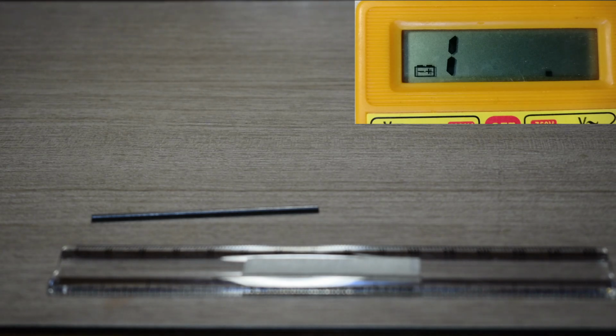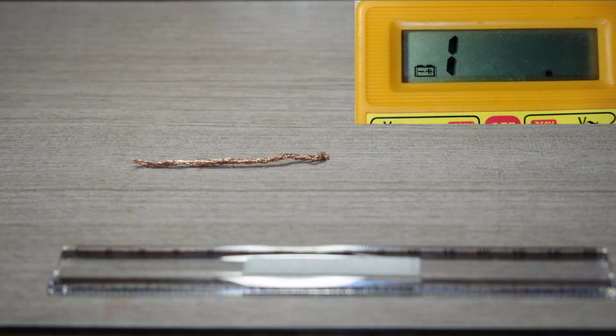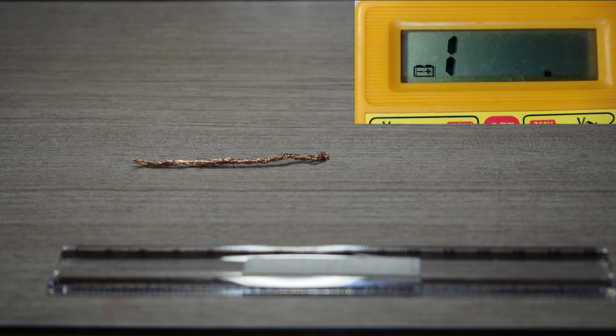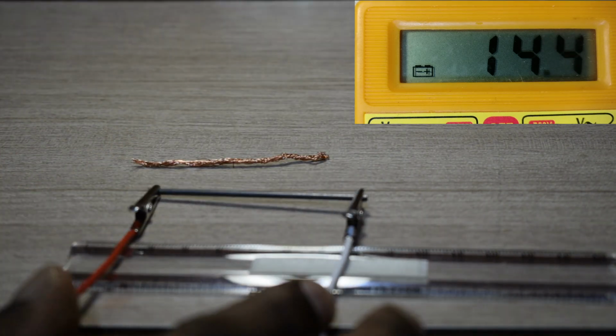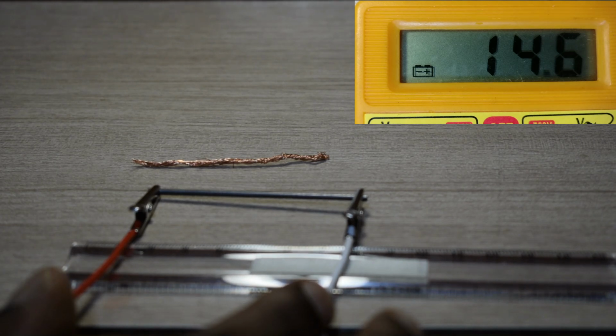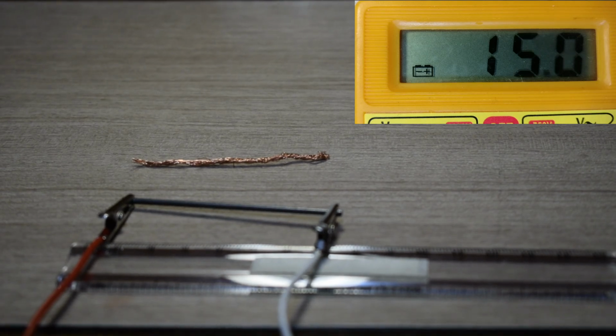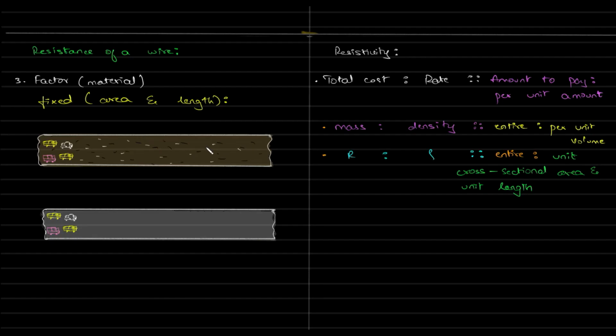Now we'll connect the lead and check the resistance of this. It's around 14 or 15. It's settling down at 14. So same area of cross section, same length, two different materials have different resistance. One is 6, another is 14. So yes, we are looking at two different materials, and the conclusion is the resistance will be different for the same area of cross section and length but different material.